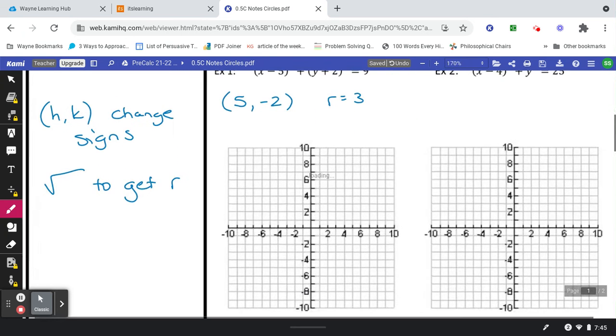Graphing is pretty straightforward. You're just going to plot the center first, over 5 down 2, plot the point. And then to create your circle, you're just going to go in the direction of the radius, up, down, right, and left. So just count 3 in each direction. Up 3, put a dot. Down 3, put a dot. Right 3, and left 3. So again, we went out by 3 in 4 directions. And then just make the best circle you can make.